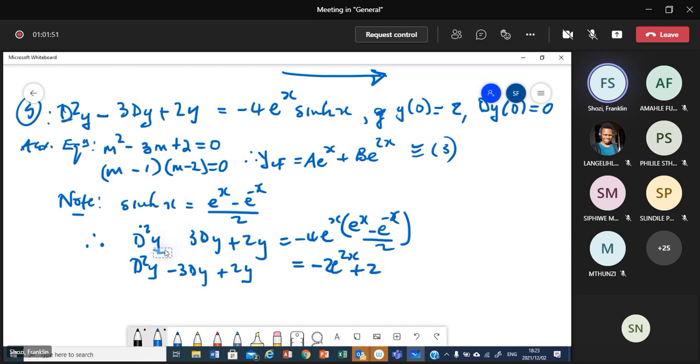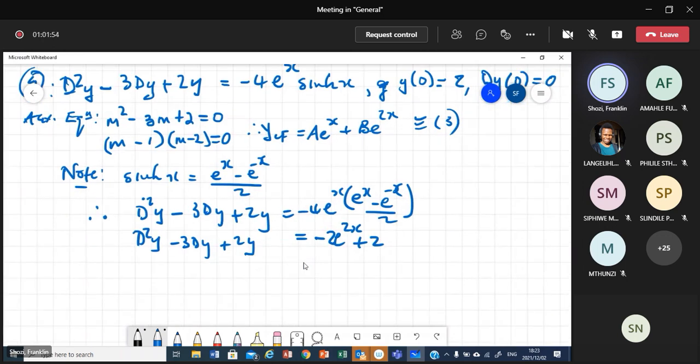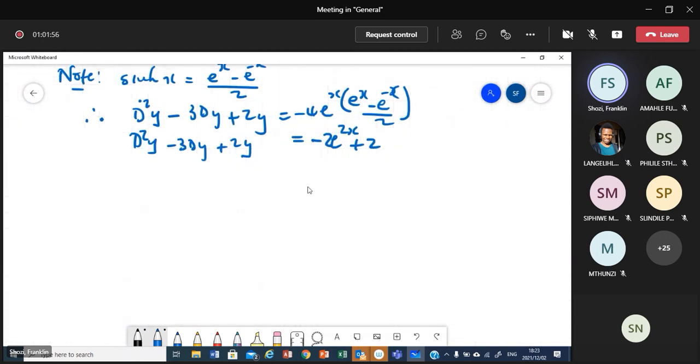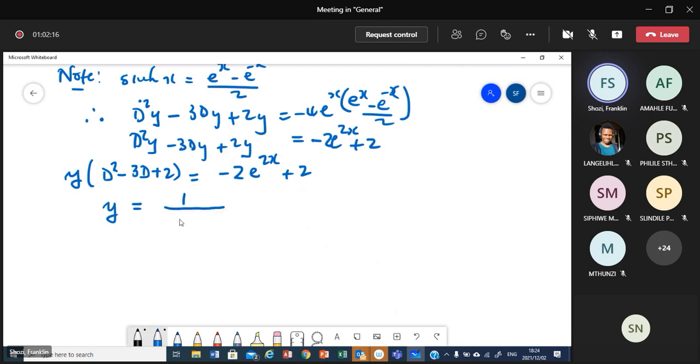Now, make y the subject of the formula then. Making y the subject of the formula, we will get y is equal to 1 over D squared minus 3D plus 2, acting on minus 2 e to the power 2x plus 2.